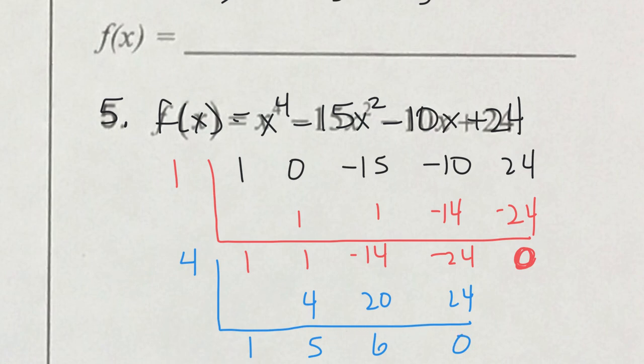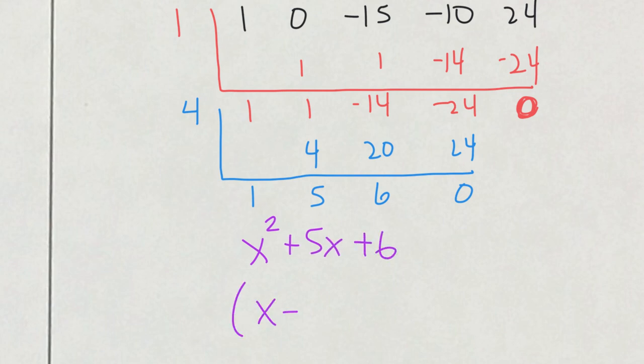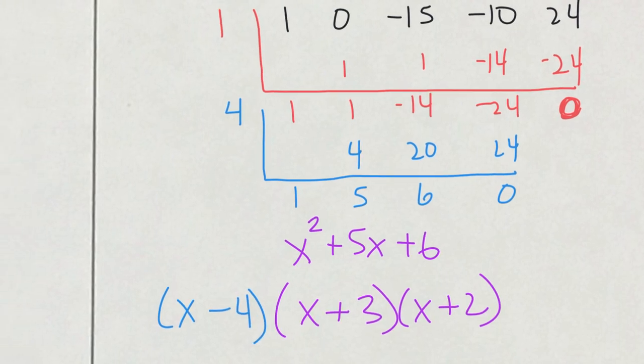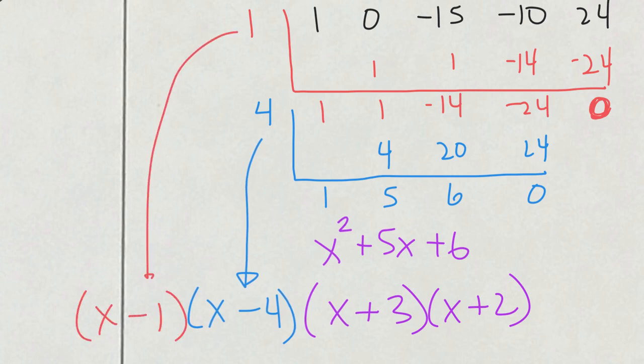Okay, and now what we have left down here are the coefficients of your quadratic. X squared plus 5x plus 6. Okay, which factors to x plus 3 and x plus 2. Those are numbers that multiply together to give you 6 and at the same time add to give 5. So then our 4 contributes an x minus 4, and your +1 contributes an x minus 1.